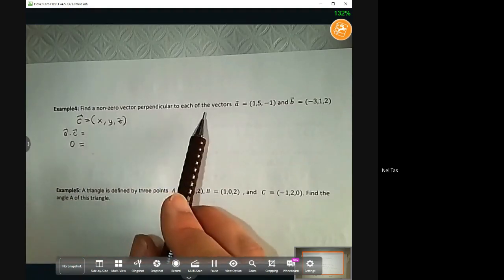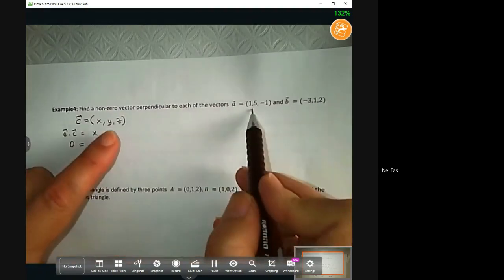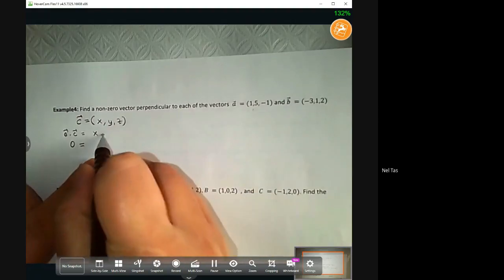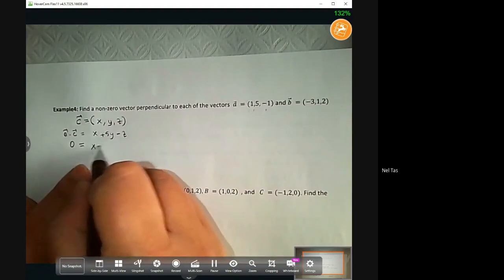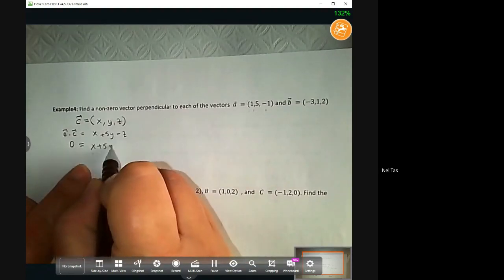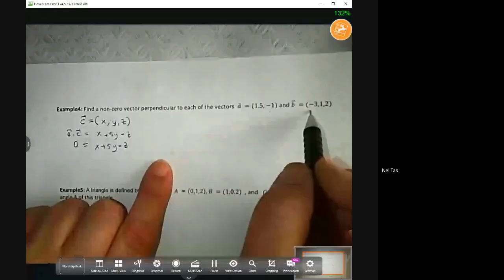Okay, so what is A dot C then? 1 times X is X, 5 times Y is 5Y, negative 1 times Z is minus Z. So X plus 5Y minus Z equals 0. Okay, so their dot product is also 0. So B dot C is going to be also 0.